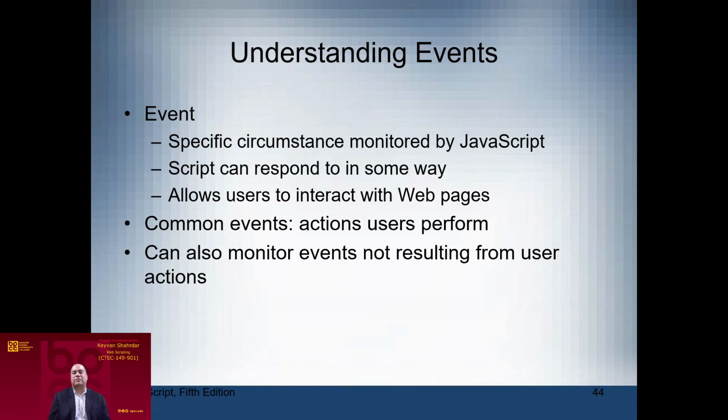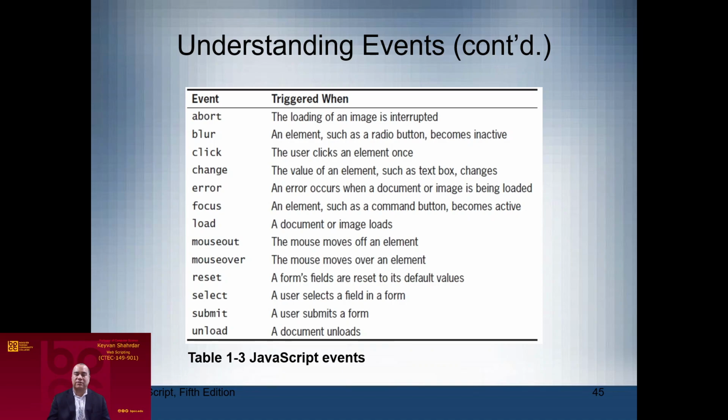You have events, specific circumstances monitored by JavaScript. Test scripts can respond in some way, which allows users to interact with web pages. Common events are actions users perform. You can also monitor events not resulting from user actions. So here you have abort. Abort means you're inside of some type of loop in JavaScript, and you could abort it so you could get out of it.